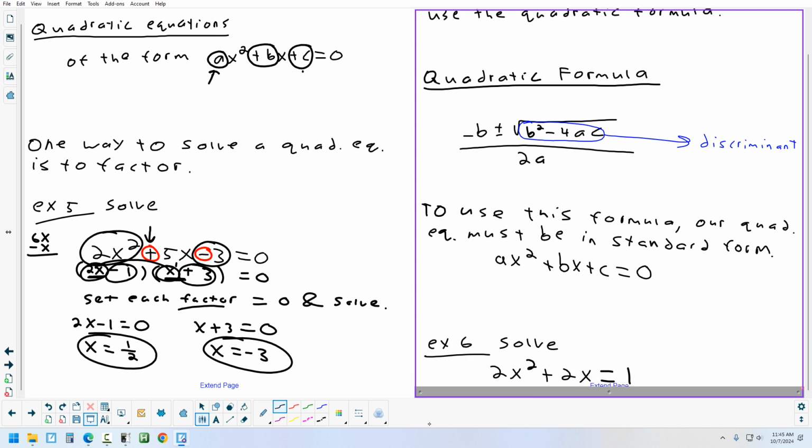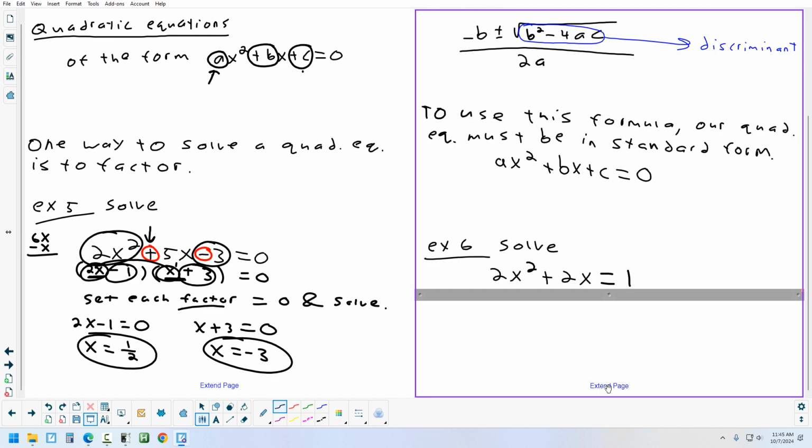All right, so in order to use that formula, we need to make sure that it's equal to 0. If you have an equation that is not equal to 0, then we need to fix it so that it is. I also want to make sure I give you a problem that's going to work, so that's why I changed the numbers.